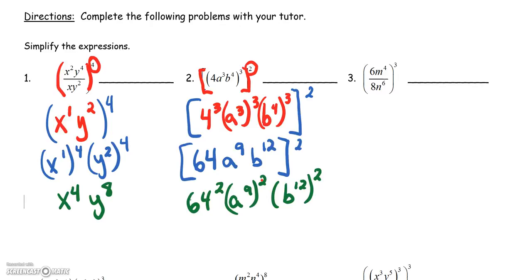64 squared, we probably don't know that off the top of our heads, so we'll type it in our calculator, and we get 4,096. A to the 9th squared, exponents to exponents again, so we'll multiply those together. 9 times 2 is 18. And finally, b to the 12th squared, we'll multiply the exponents together. 12 times 2 is 24. And there's our answer for number 2.